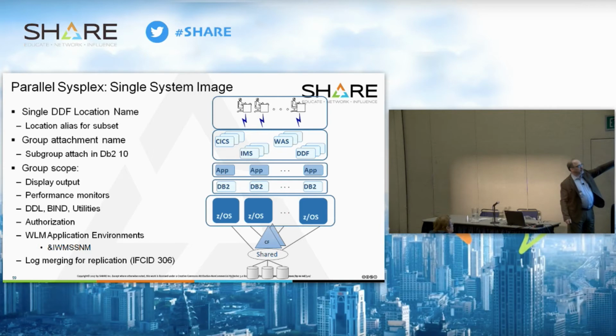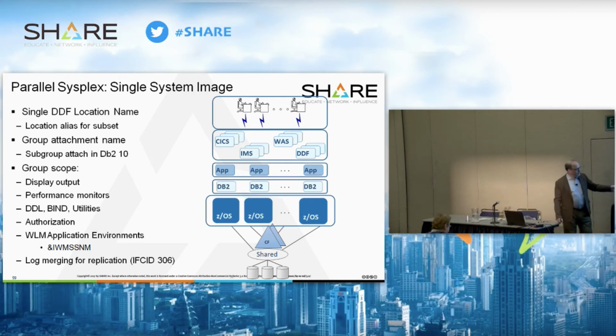I have the group attach name, right? Everybody knows about all my DB2s by Db2P, but I can also do subgroup attach. So I can have batch that will only be able to run on these two DB2s, right? Because I have a different subgroup attach, you know, DB2F or DB2G or something like that, that's only specific to those. Things that have group scope include things like displays and performance monitors, DDL, bind and utilities, right? If I'm doing DDL on one member, whatever I'm doing is going to affect everybody else, right? If I alter a table, I need to have a lock on that table.